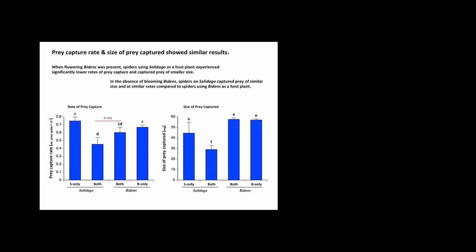And this is just to show you that the rate of prey capture and size of prey capture are showing similar results, where in the absence of Bidens, spiders do equally well on Solidago, but once you bring flowering Bidens into the system, the foraging success of the spiders on the Solidago hosts decreased significantly.